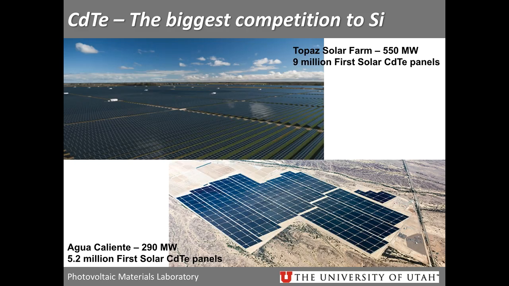So CdTe is the biggest competitor to silicon. And just recently, if you remember, the biggest silicon installations in the world, and these are the largest solar, were about 1,000 megawatts and 1,500 megawatts. So for CdTe, the largest installations right now, these are from a company called First Solar. And there is Topaz, I think, in Santa Barbara. Agua Caliente, I think, is in Arizona. So made from collectively 14 million solar panels.